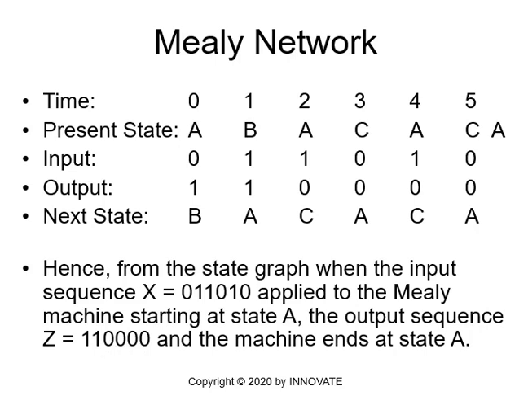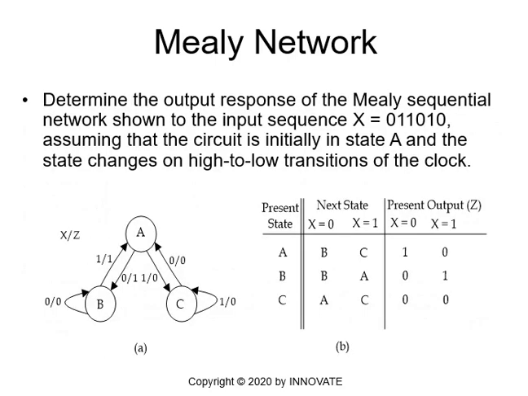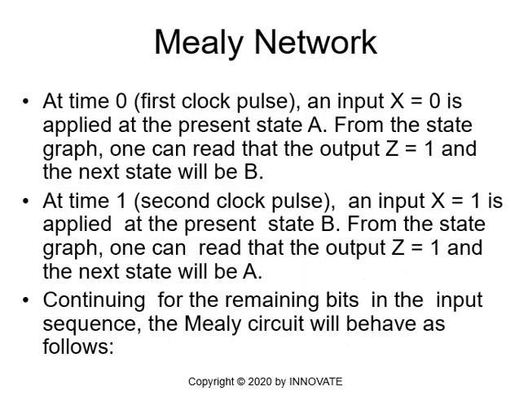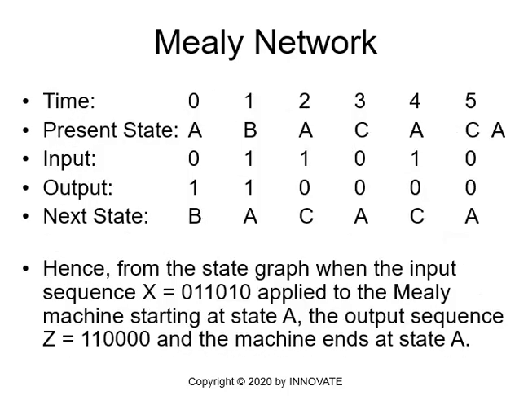However, if you look, in the Mealy network the output not only depends on the present state, it also depends on the input X. Therefore, Z changes with the state and changes with the value of X. And this may cause us a big problem, as we shall see. So this is what will happen.